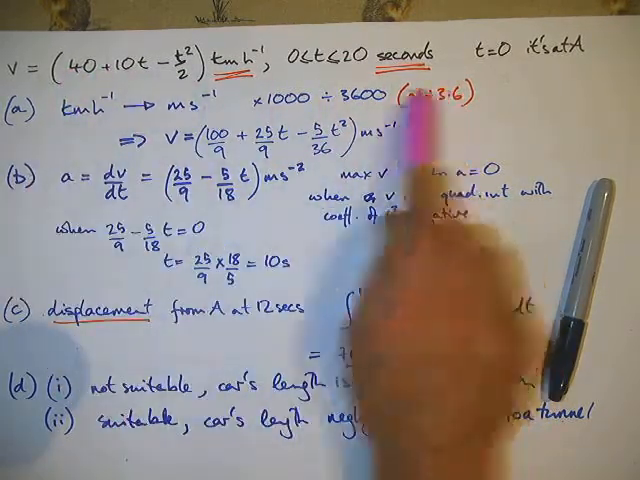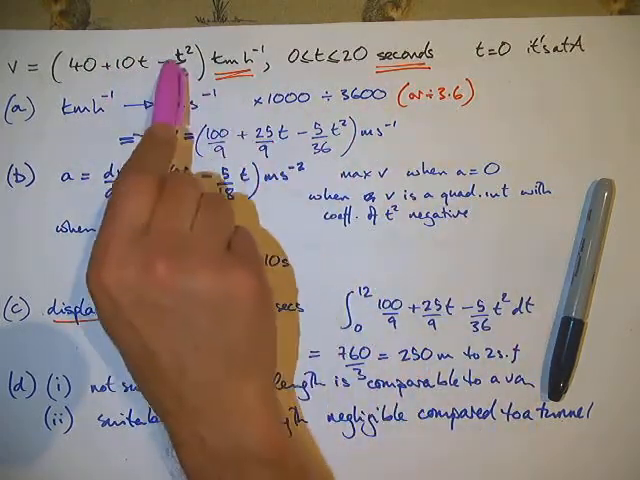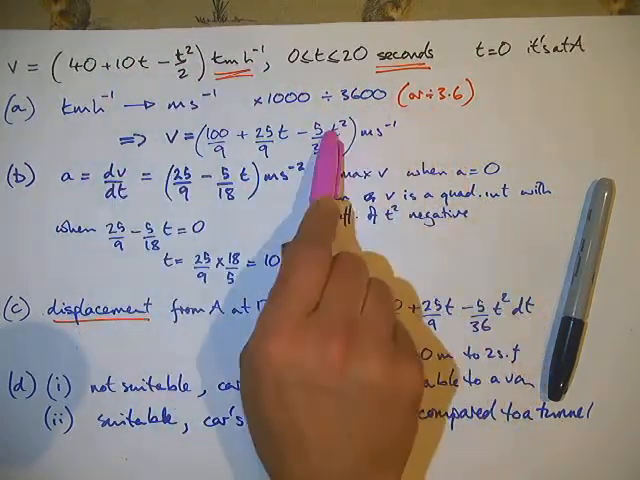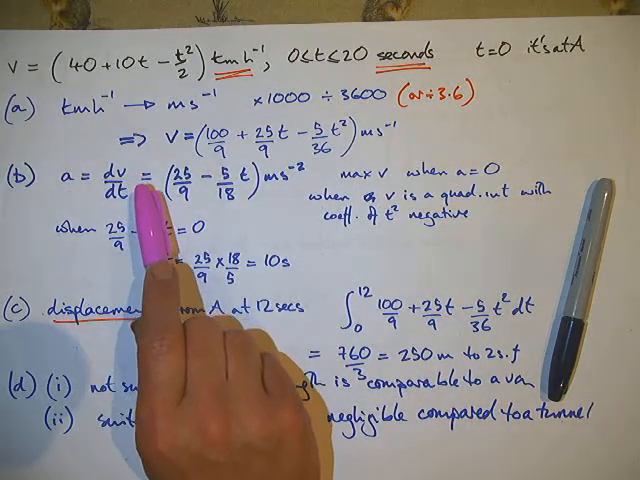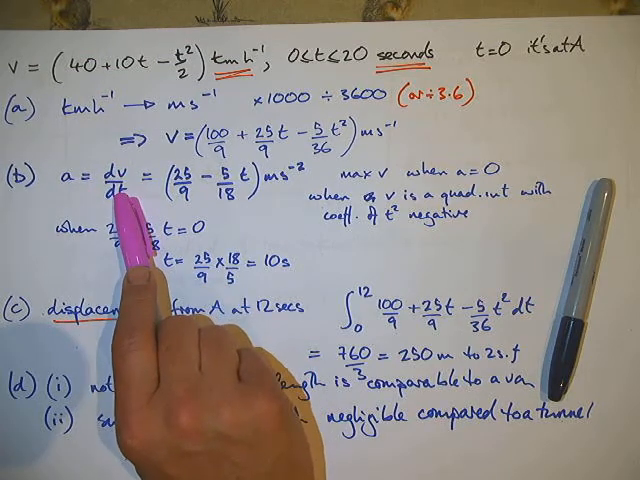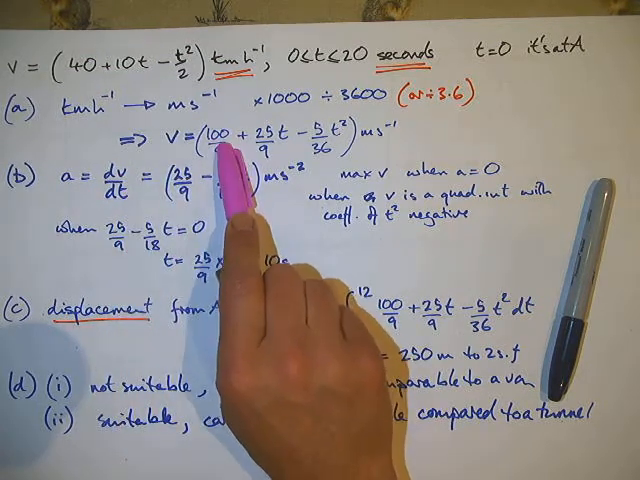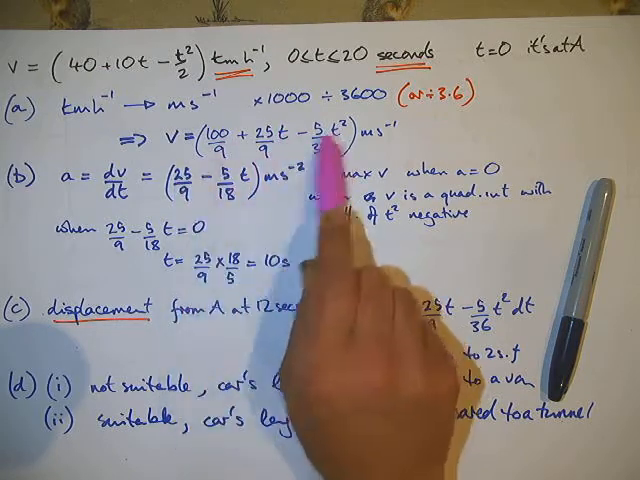40 divided by 3.6 becomes that. 10 divided by 3.6 becomes that. Half divided by 3.6 becomes that. Now, the second part of it is find the acceleration of the car in terms of t. Acceleration is the differential of velocity with respect to time. That term disappears. 25 over 9t becomes that. That becomes that.